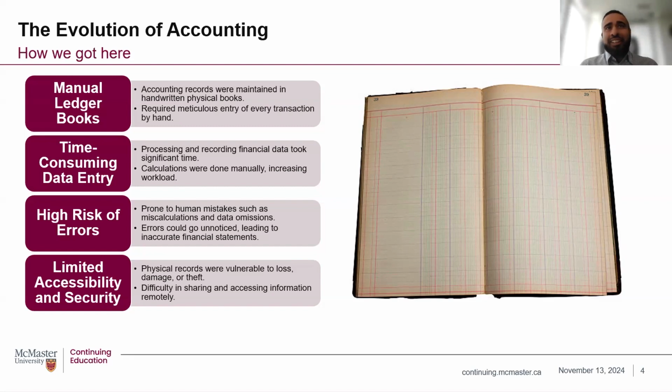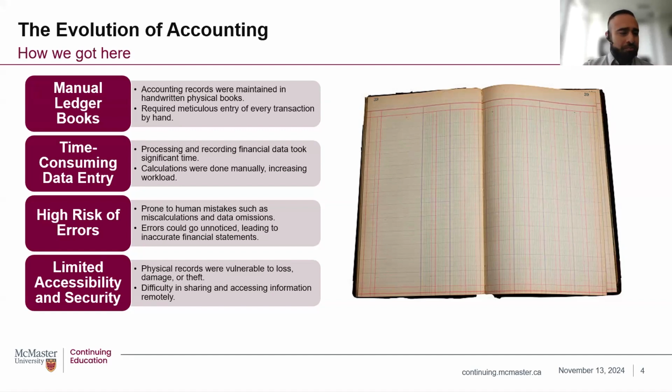So the first thing we'll start with, we have an image on the right in this slide of a manual ledger. This is how accounting was done for many, many years, way before the computer came. It was handwritten books, meticulous entry. I think I had some clients who still did this up until about 5 years ago. But this is historically how it was done.